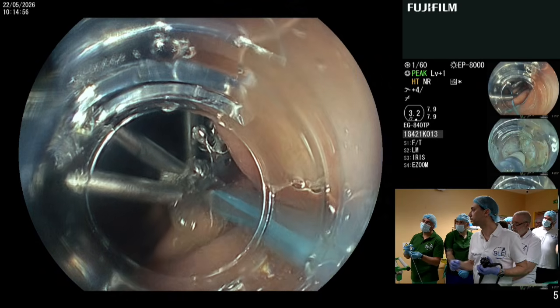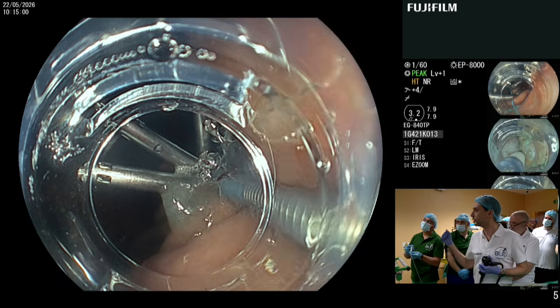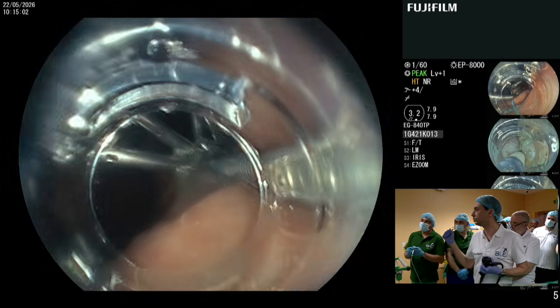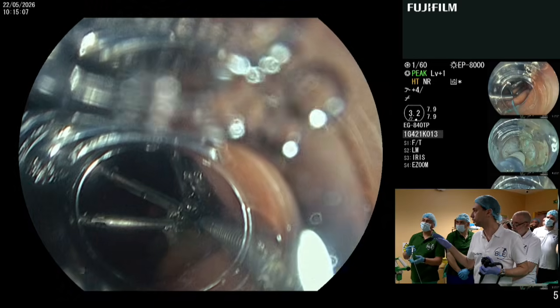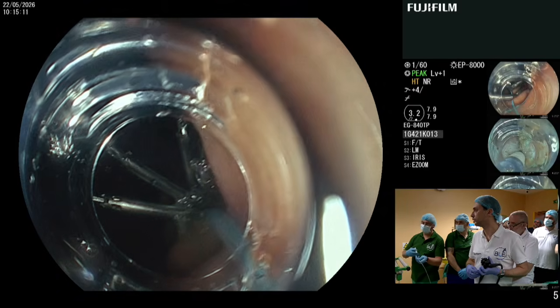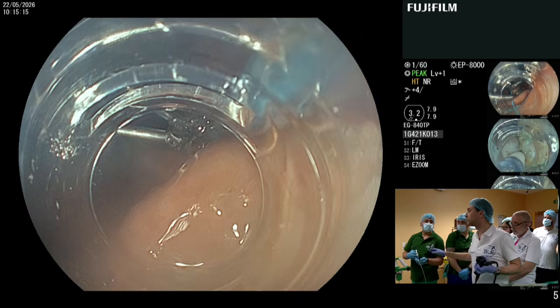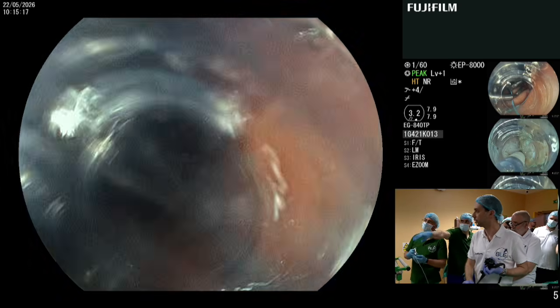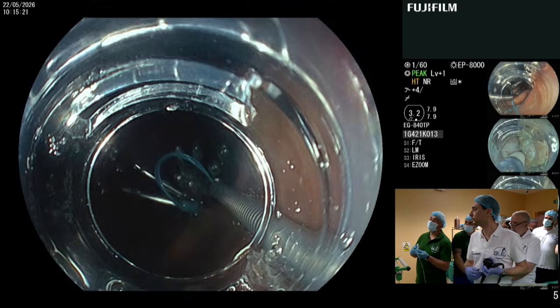I don't see the stopper yet. Close, yes, go. Okay, tighten it. Don't be in a hurry. Okay. It's good? Yes. All right. Deploy, release. It's released. Oh, yeah, it is released. But it's under the scope. You don't see it. Okay, release it.